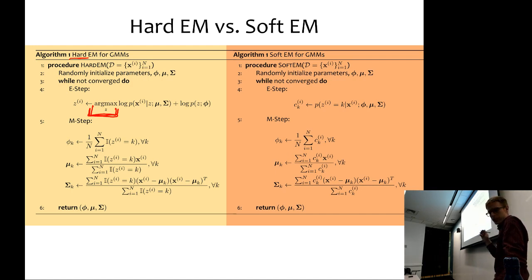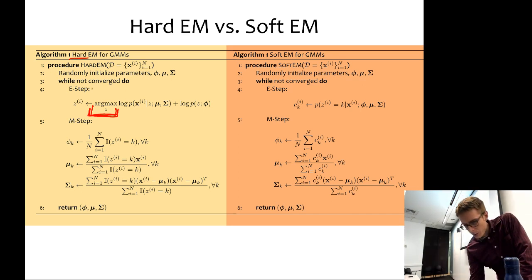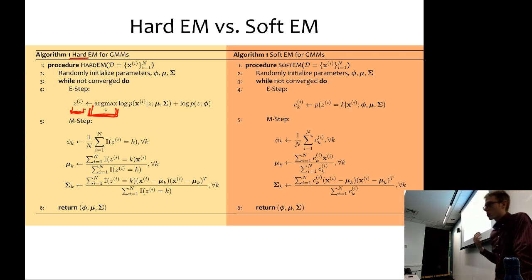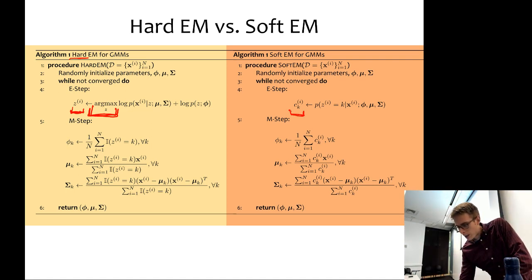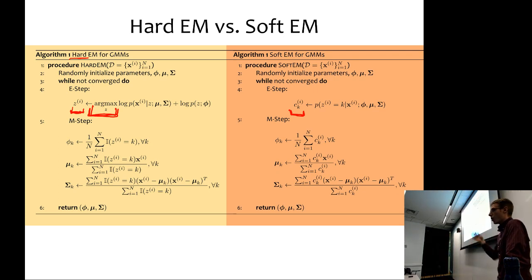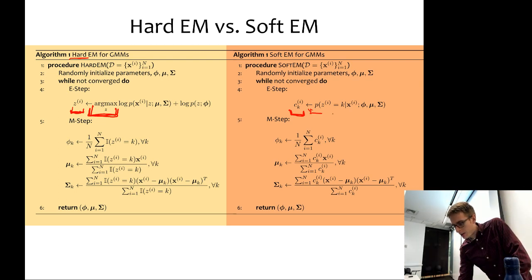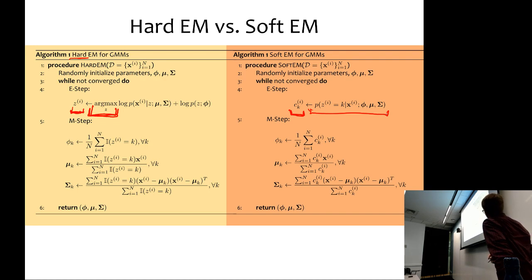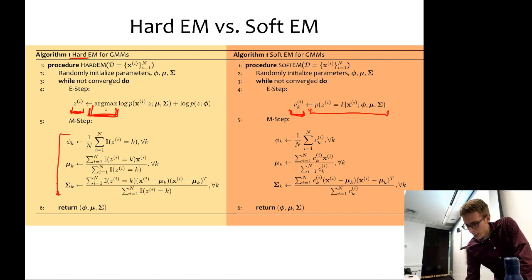So for each of the I training examples, you're updating Zi to be the most probable value, the most probable cluster. But in soft EM, you're getting a distribution, which is this distribution Qi, over all of the possible cluster assignments. And that's given by this conditional probability. And then the M step looks kind of the same in each case.